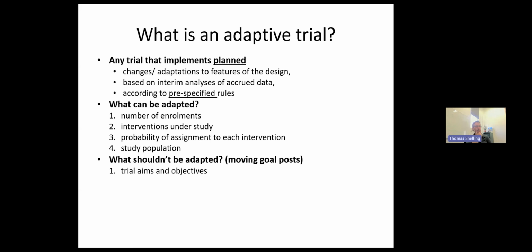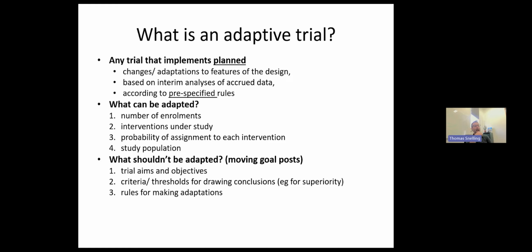And so we wouldn't normally want to or try to adapt the aims and the objectives of the trial. They should remain the same. And likewise, we shouldn't be trying to adapt the criteria or the thresholds for drawing conclusions from the evidence, for example, thresholds for declaring superiority or non-inferiority. And we shouldn't be changing over time the rules for making the adaptations. While we change the features of the design, those features are changed according to rules that are pre-specified before the trial commences as much as possible.